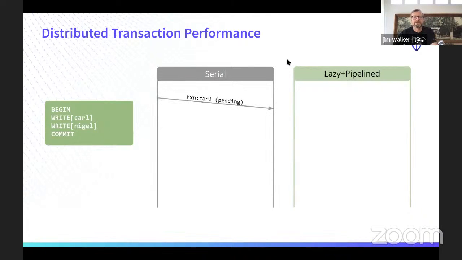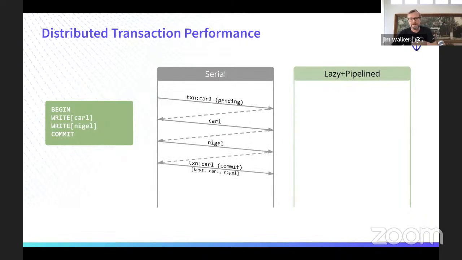In serial, we're going to write a transaction record first to say pending. That's going to come back and say, okay, I'm pending. Then I'm going to write the car record. Okay, that's cool, it comes back. Then I'm going to write the Niger record. Okay, that's good. Then I'm going to say commit, because these 2 things are cool, and I've got to wait for that to come back. So the round trip time to make this happen is the compilation of really 4 different round trips back and forth.